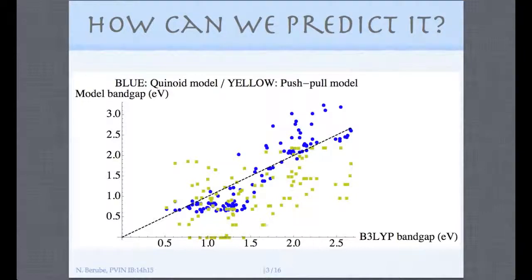Here are the results. The blue dots are the quinoid model, and the yellow dots are the push-pull model. On the y-axis, you can see the model band gap that has been calculated in a few, shorter than a second, with just a simple rule of thumb. And the x-axis, the horizontal axis, is the band gap that has been calculated after long DFT calculations on the polymers. The dashed line is the perfect agreement between the two. If all the points were on the dotted line, we wouldn't need DFT anymore.